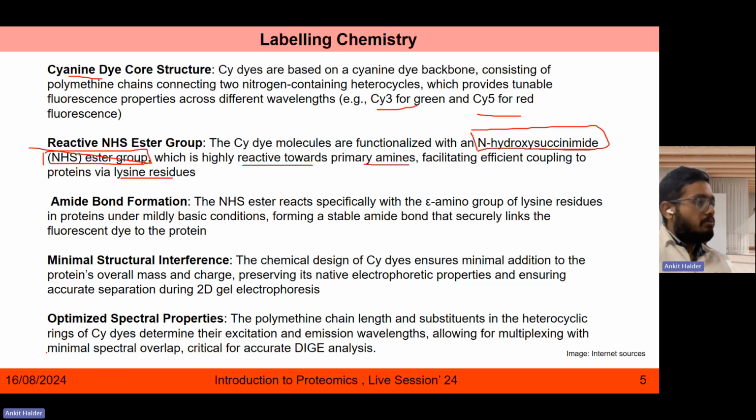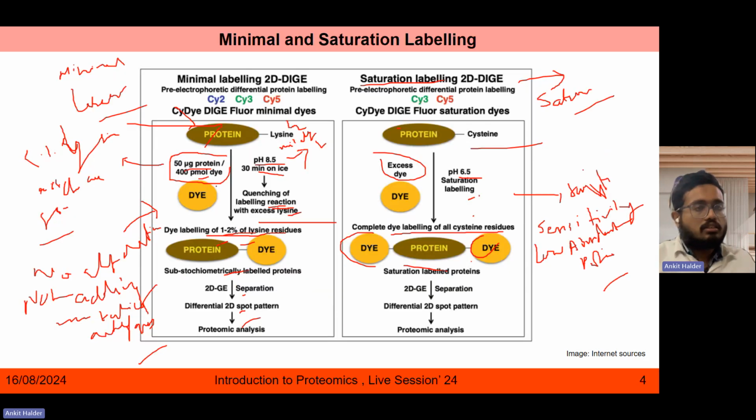So what happens is that these Cy dyes are functionalized with an N-hydroxysuccinimide NHS ester group that is highly reactive towards primary amines and facilitates efficient coupling to proteins via lysine residues. For the amide bond formation, this reacts with the amino group and forms amide bonds under mildly basic conditions. That's why I was showing you that it is for the 50 microgram protein and the dye, at pH 8.5, your mildly basic condition.